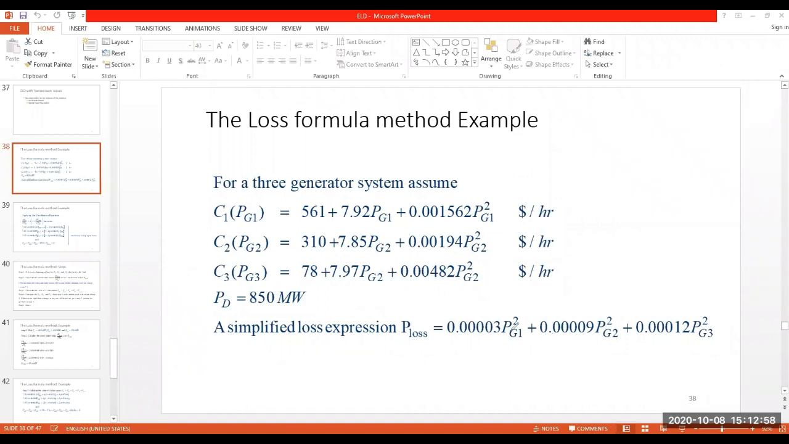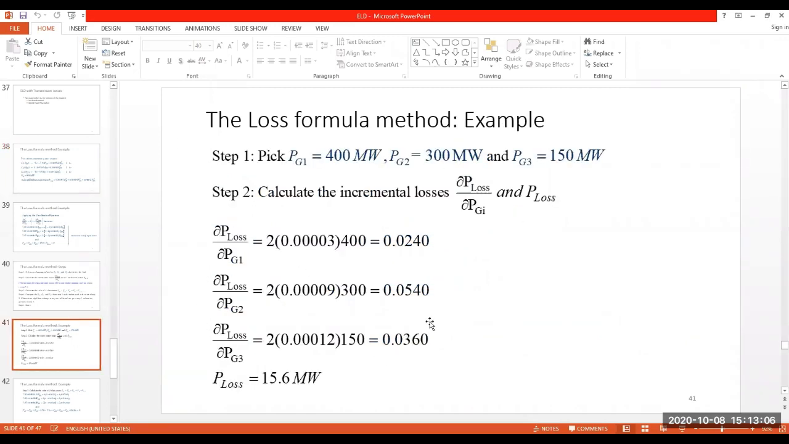You have some assumption for PG1, PG2, and PG3. You simply plug them in. This is what is done here in slide 41. So you see 2 into whatever coefficient was there in the loss expression multiplied by PG1, and this is the value. 2 into the coefficient and PG2. 2 into the coefficient into PG3, and you get it.